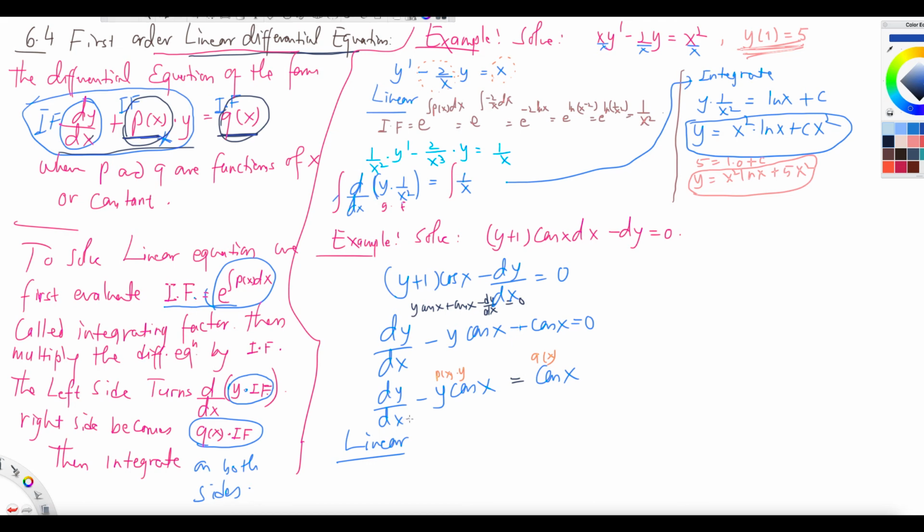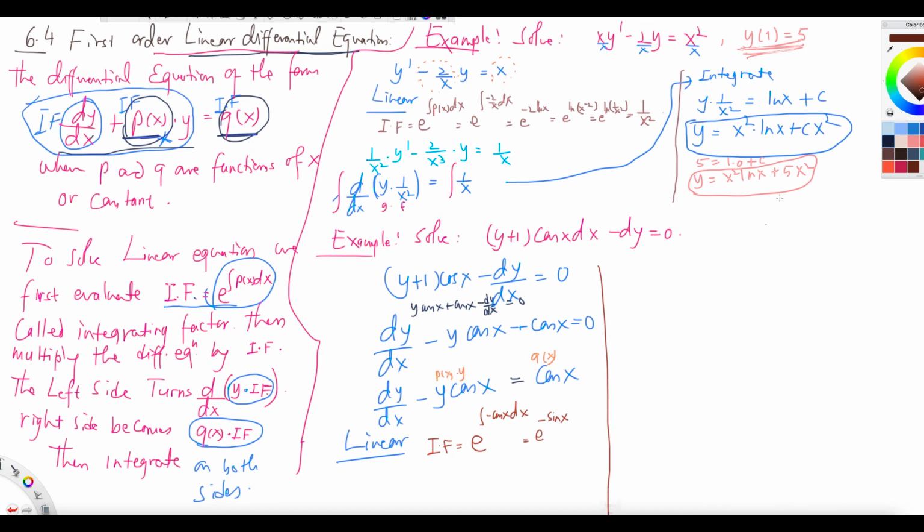Now what do I do next? I want to find the integrating factor, because it is a linear equation. So the integrating factor is e to the integral of p of x, which is negative cosine of x dx. What is the integral of negative cosine of x? It's e to the negative sine x, because the integral of cosine of x is sine x, and there is a negative sign already. So that is the integrating factor. Now I'm multiplying all the terms by e to the negative sine x.